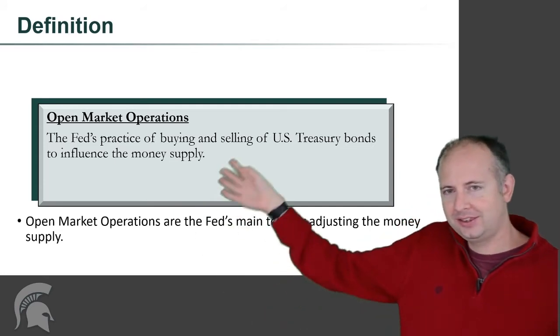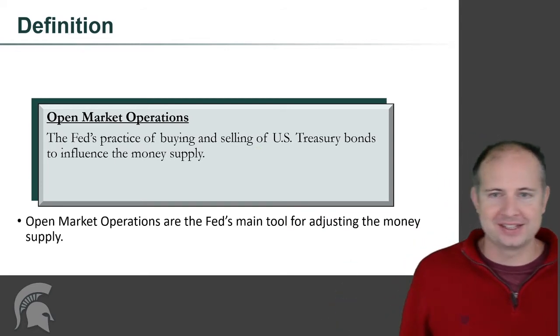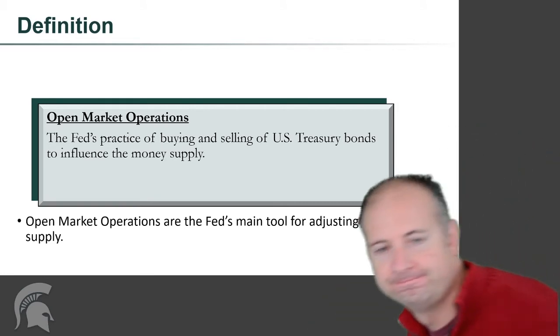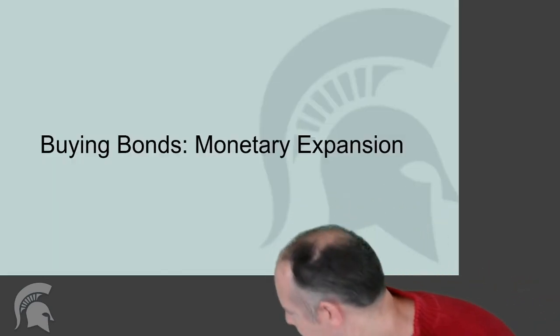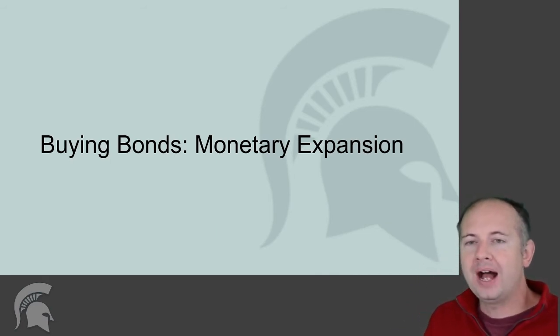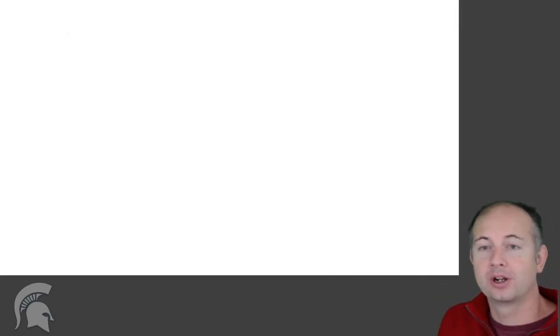Okay. This is likely quite confusing. We don't really know how buying and selling bonds has anything to do with the money supply. So let's go ahead and learn. Buying bonds is known as monetary expansion. Let's see how this works.